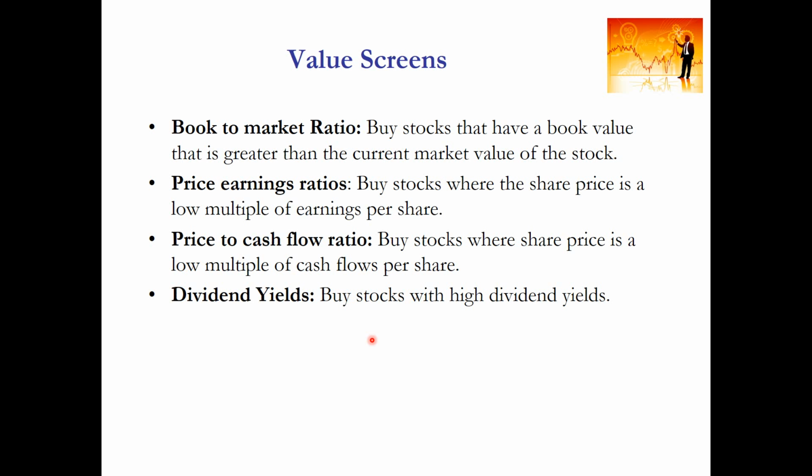And the last one is dividend yield. Dividend yield is calculated as the latest dividend divided by current market price. So it basically indicates how much you are paying for every $1 of dividend. So a high dividend yield indicates that the stock is paying a higher dividend relative to its price. So we would buy a stock with high dividend yield because it indicates a firm's ability to pay a high dividend relative to its price. So it's a cheaper stock.